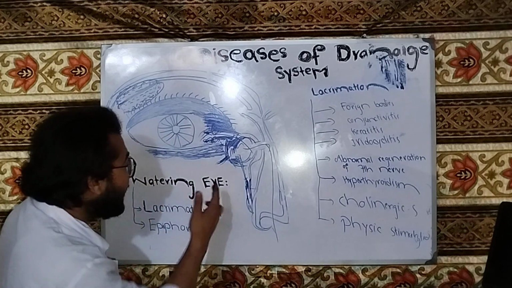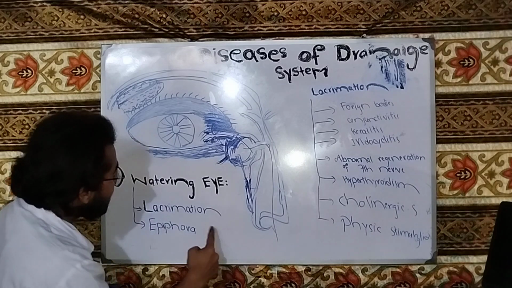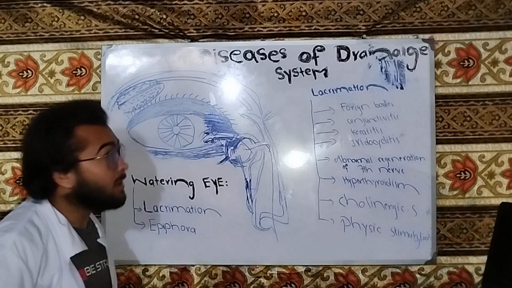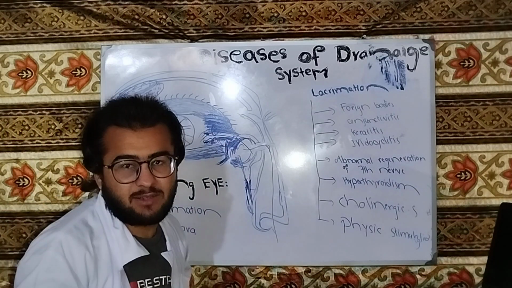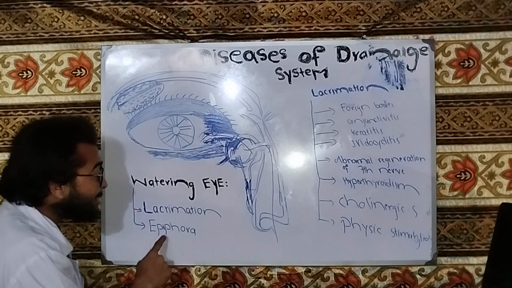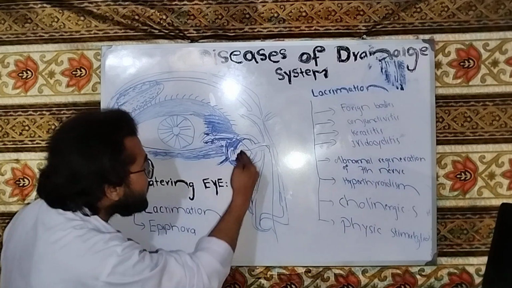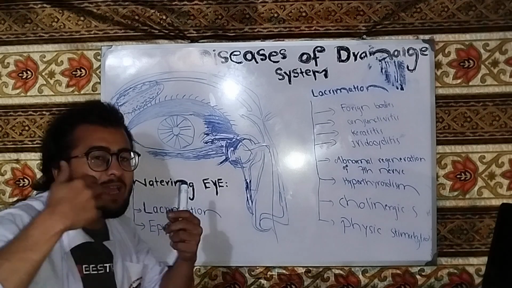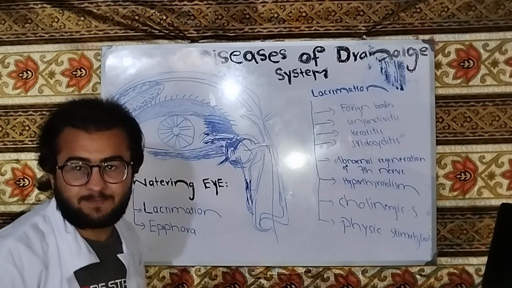Okay? So, watering eye can be lacrimation or it can be epiphora. What is the difference between lacrimation and epiphora? Lacrimation is when there is excessive tear production. And epiphora, as we will discuss next, is because the drainage system is not working. So when there is a problem with the drainage system, this is called epiphora, which causes excessive tearing. And if there is increased production, this is called lacrimation.